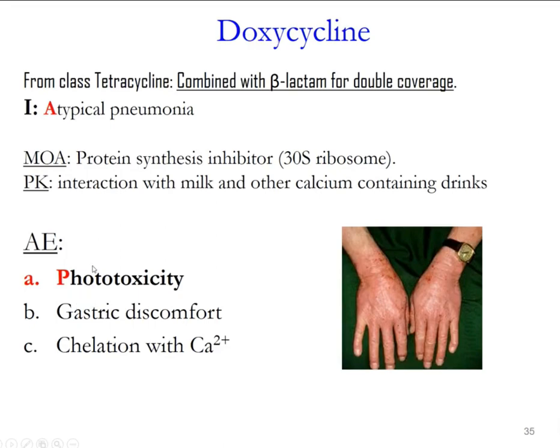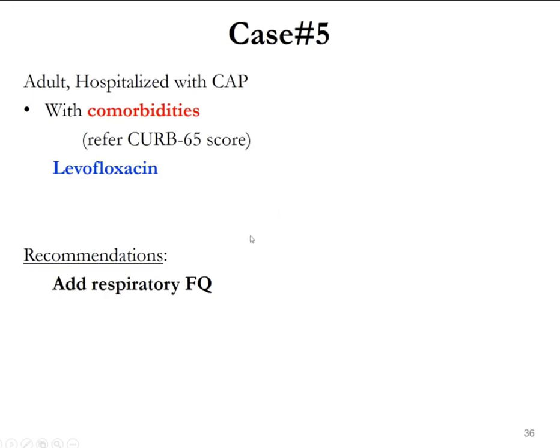Tell them, do not expose yourself to sunlight. What is the reason? Doxycycline will be absorbed into the body and the particles will be deposited in your skin. Your skin has keratinocytes, and there is accumulation of doxycycline's halogenated compounds. When exposed to UV light, it is going to activate and give inflammation and itching complications. Phototoxicity is the major adverse effect I want you to remember. There are multiple, but please remember that one. Of course, some people get gastric discomfort, etc.